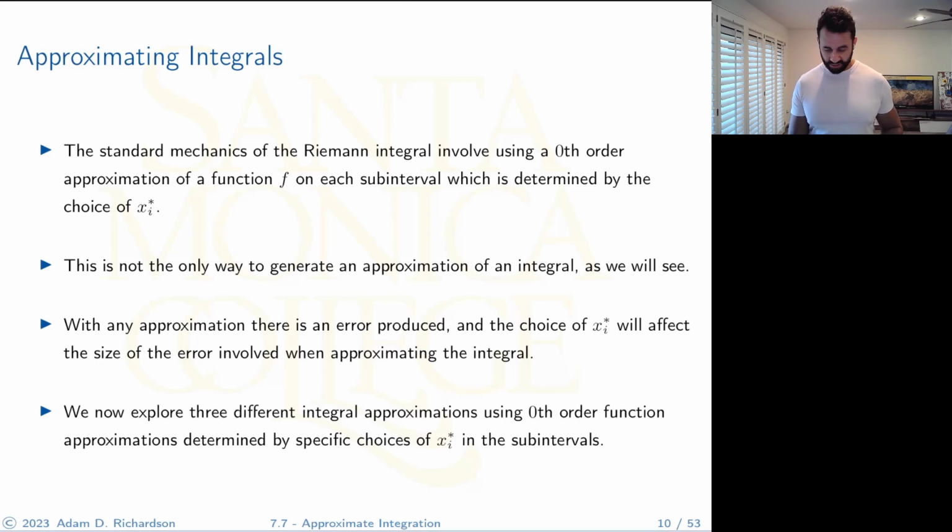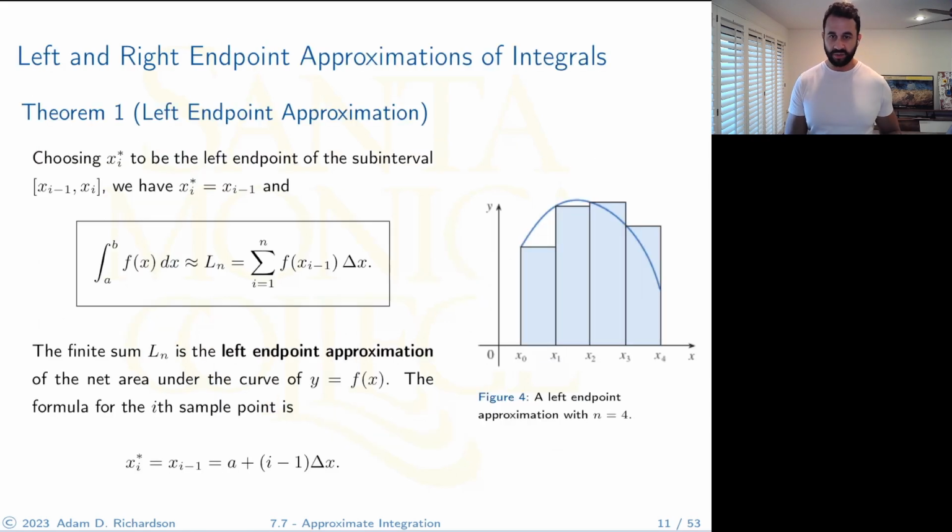Interesting stuff. So what we're going to do now is explore 3 different integral approximations where we use a zeroth order function approximation each time. So we'll get 3 different horizontal line approximations, and that'll give us 3 different integral approximations. So here we go. Here are the first 2, left endpoint and right endpoint approximations.